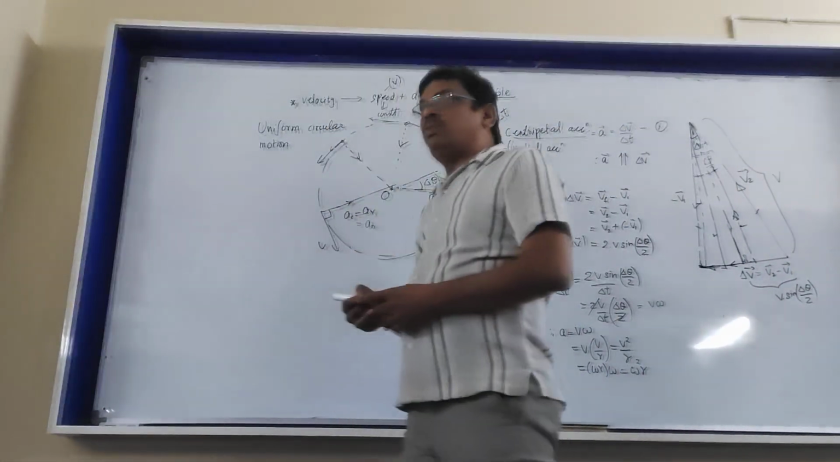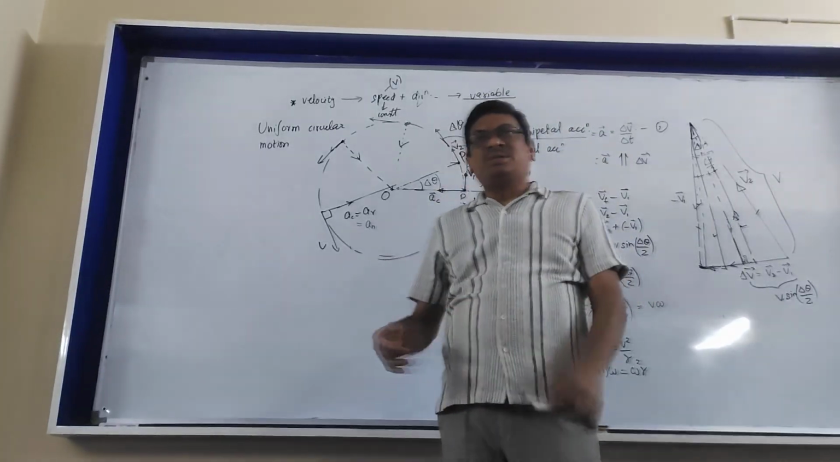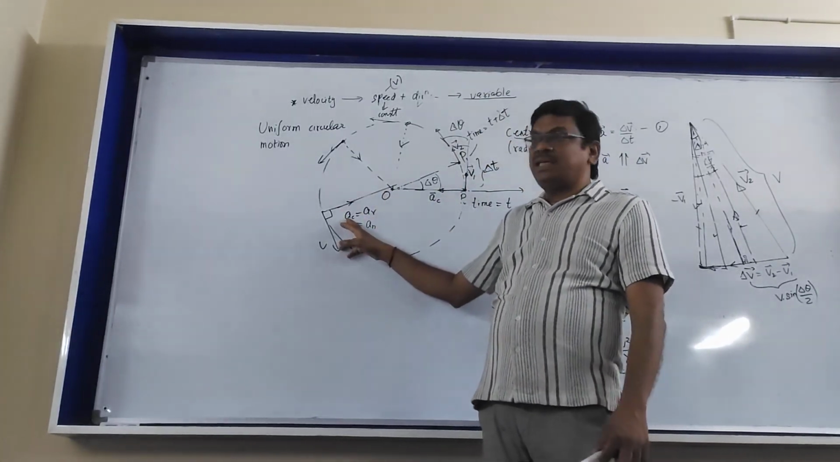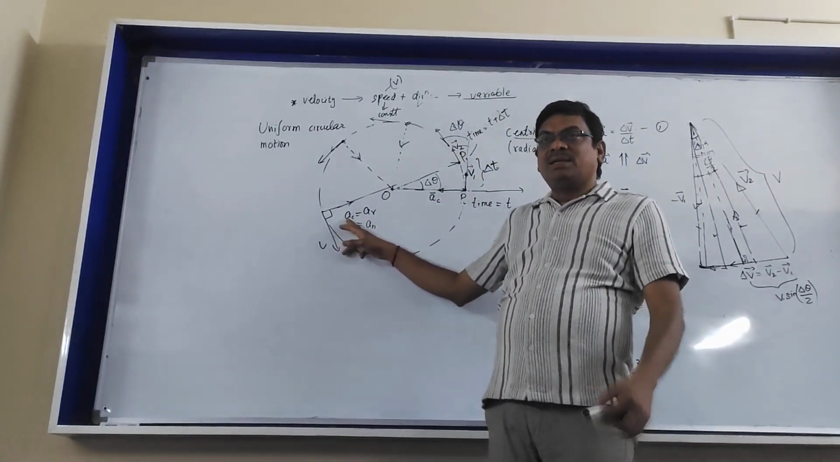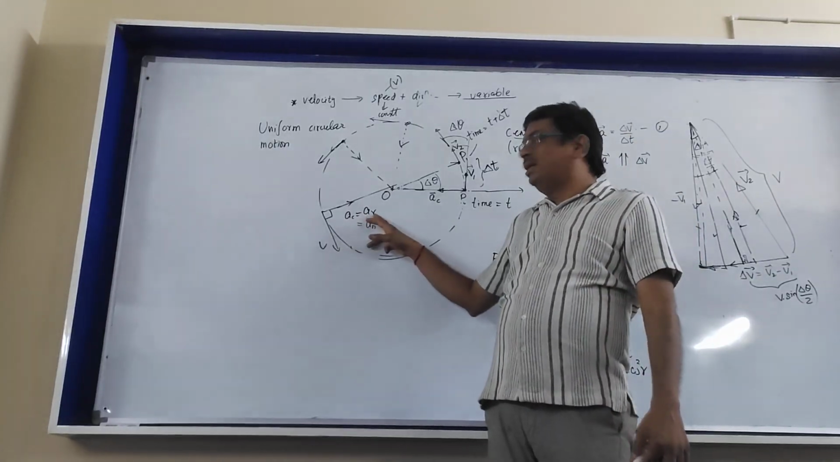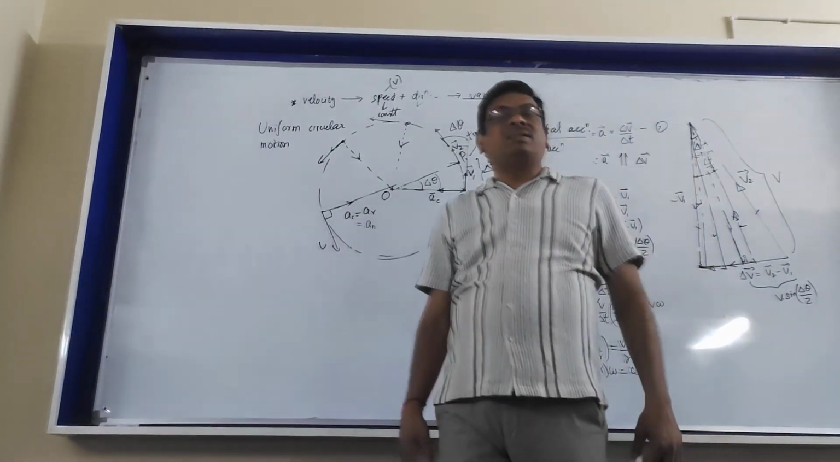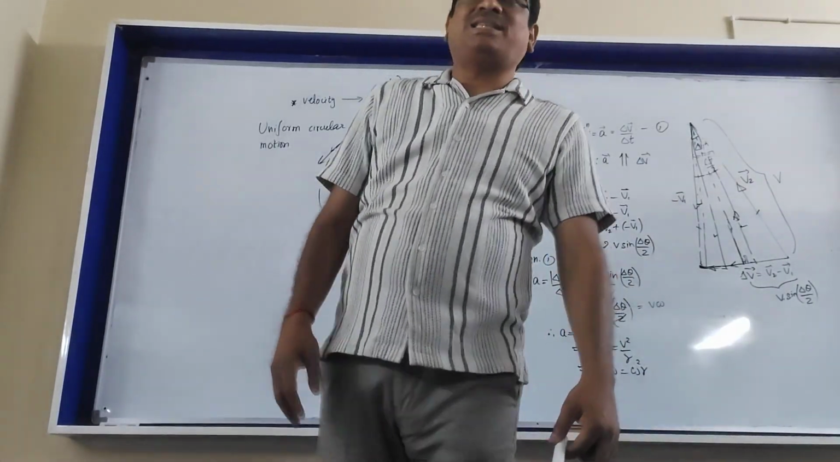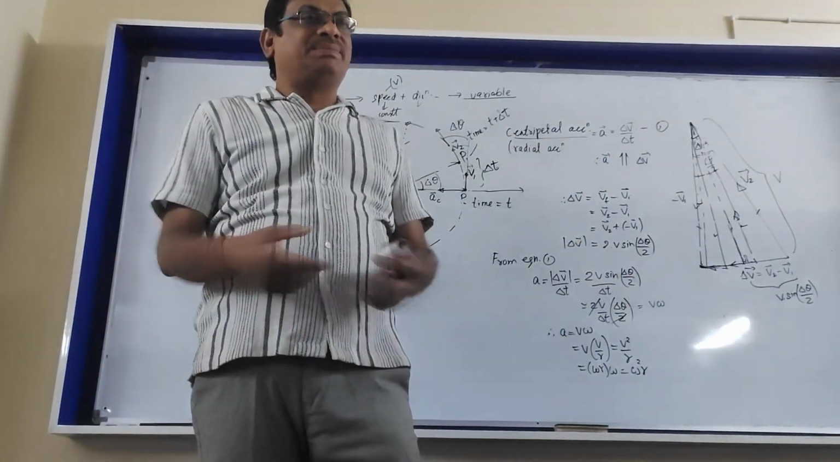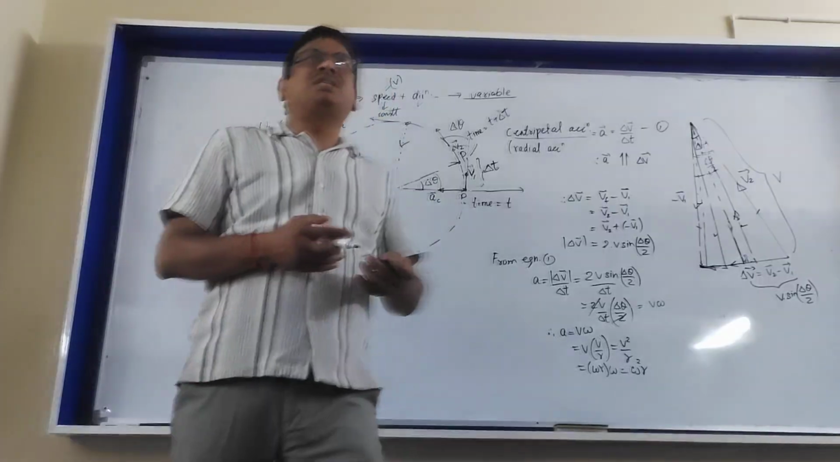Different technical books will be using different terms. In school books they will say centripetal acceleration. In slightly higher studies they will go for radial, and in technical studies they will go for normal acceleration. All are the same, perpendicular to the velocity direction.